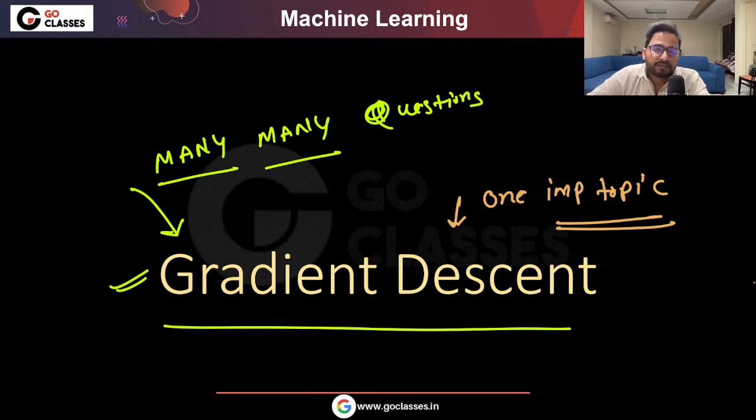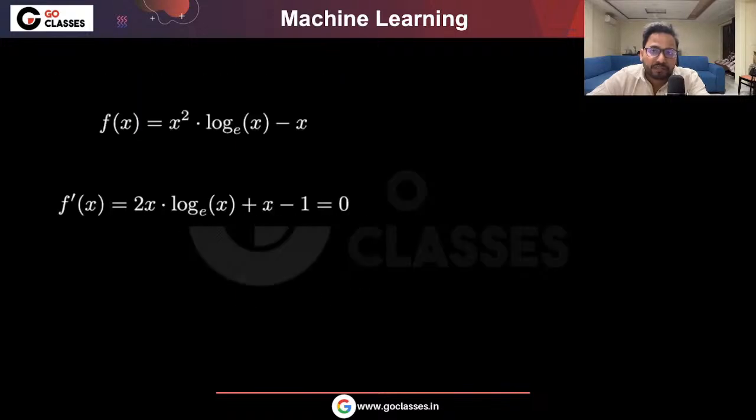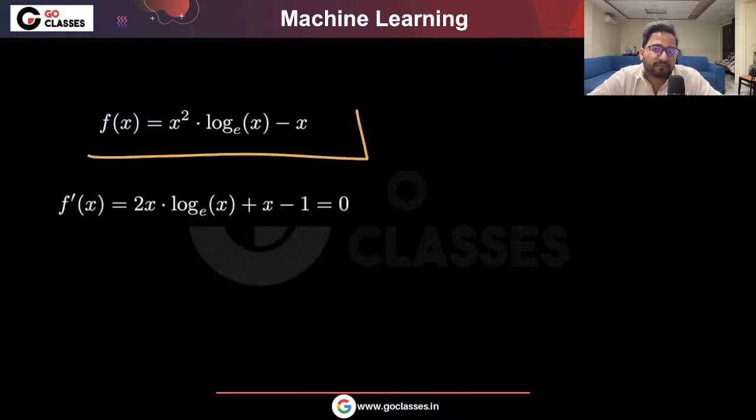Let's just start with this topic. What is gradient descent? Gradient descent is one method for solving an optimization problem. What does this mean? I will tell you. Suppose this particular function is given, and they ask you what particular value of x minimizes this function. Then you will do one thing.